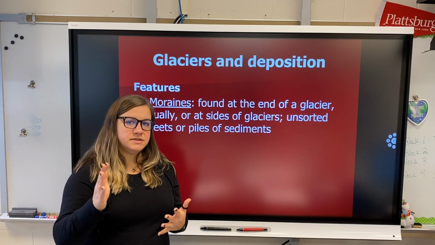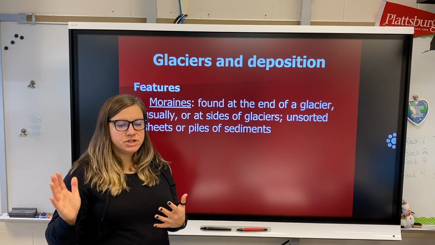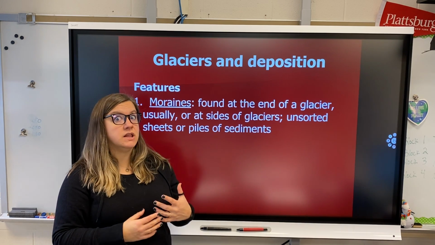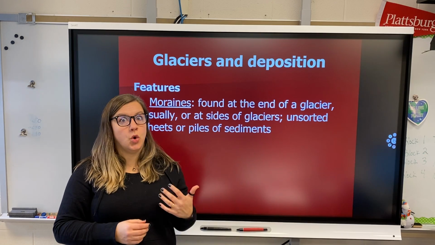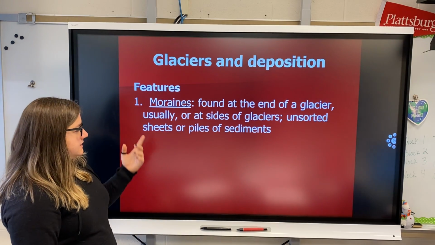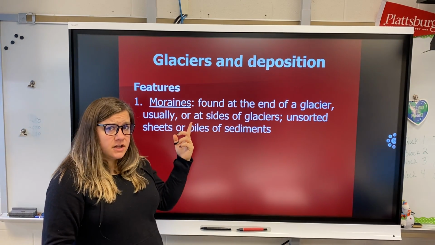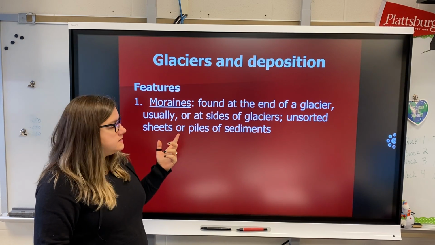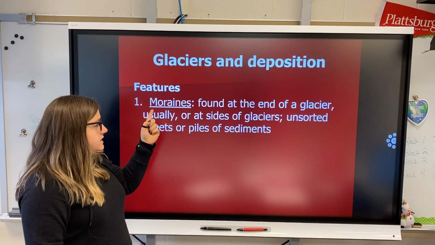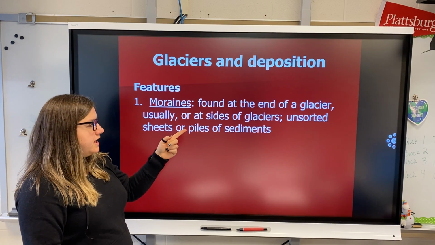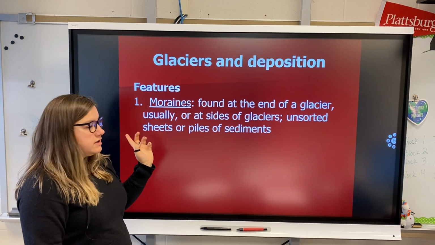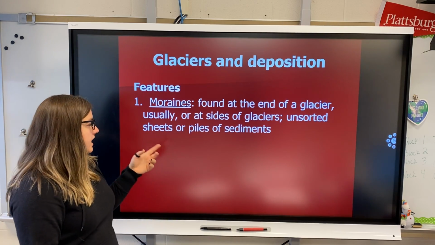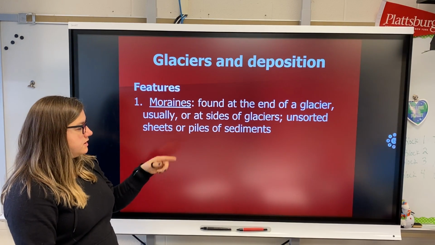A glacier comes down, it moves and moves and moves, and it's pushing all of this sediment, and it pushes a lot of sediment sometimes because they're so big. And what happens is it creates this large mound, and in Long Island's case, an island-size one. Moraines are found at the end of a glacier, usually at the sides of a glacier or down at the very end of it. And it's all unsorted sediments and piles of sediments.